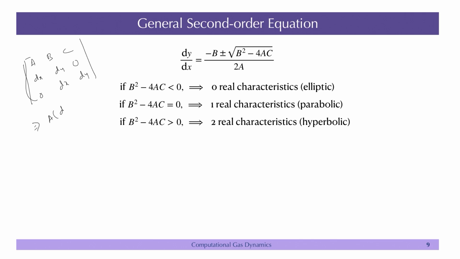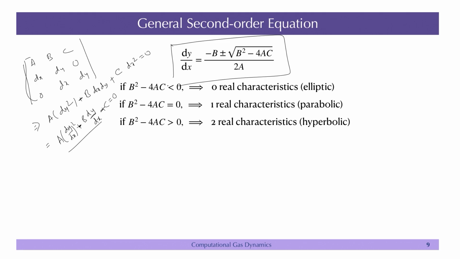So, this is a dy square, okay, and minus b into dx dy, okay, and plus c dx square is equal to 0, and then you divide everything by dx square. So, that will become a dy by dx square minus b dy by dx plus c is equal to 0, right. And the value of this will be given by this, okay.